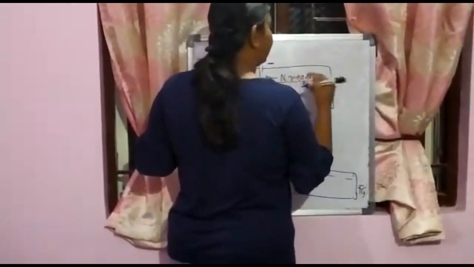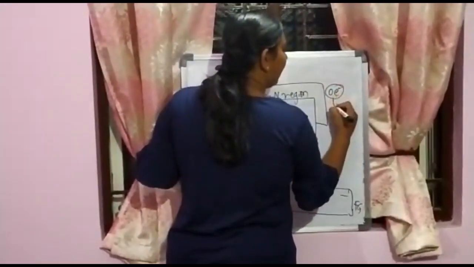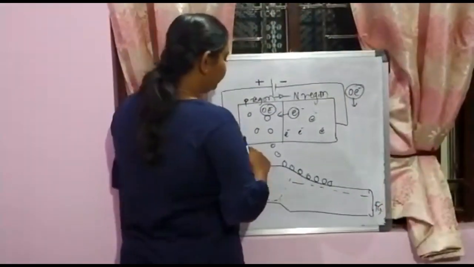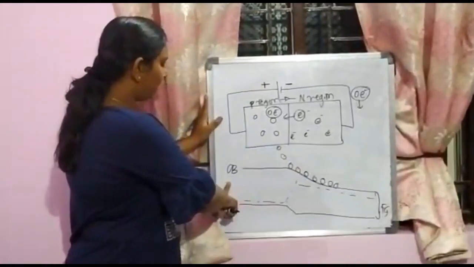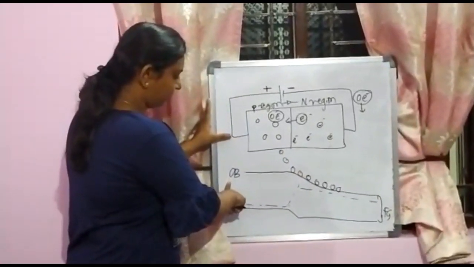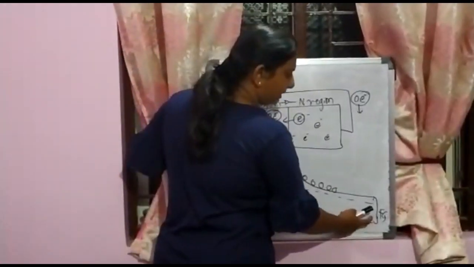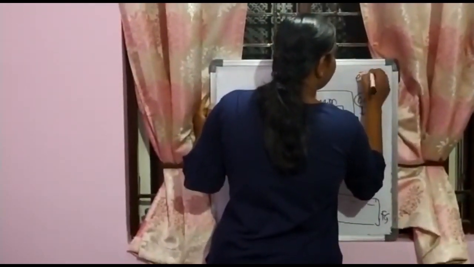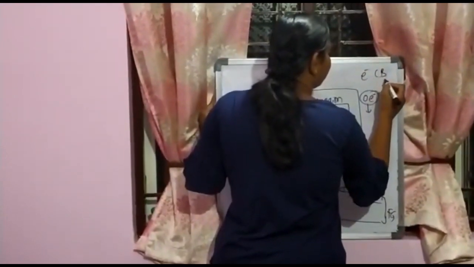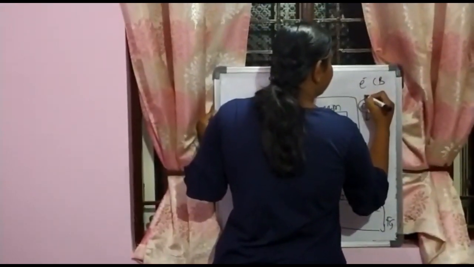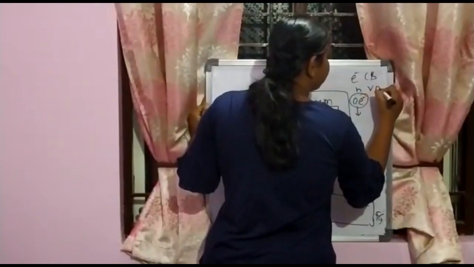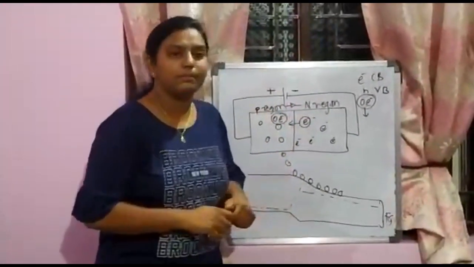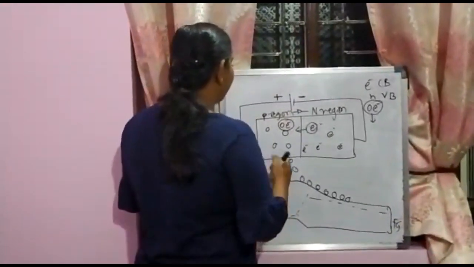And when the recombination is taking place, there is an emission of heat and light, which is nothing but the photons. This is the valence band, this is the conduction band, and this is the forbidden gap. The free electrons are present in the conduction band, and holes are present in the valence band. This is a forward direction. The current is passed in the forward direction.